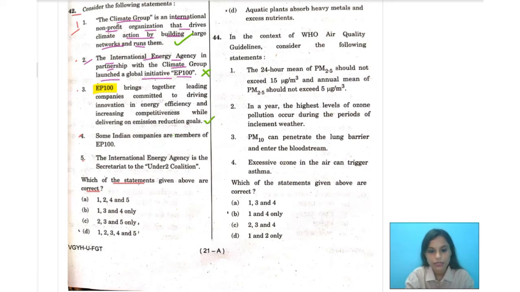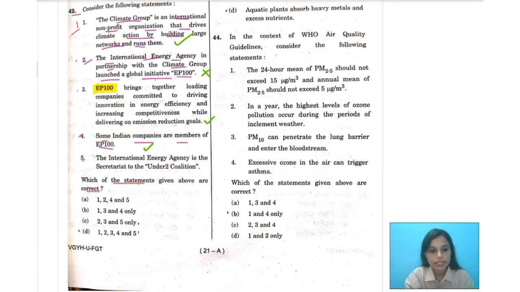Now moving over to statement number 4. Statement number 4 says some Indian companies are members of EP100. You have heard the name Mahindra and Mahindra a lot many times, it became the first Indian company to join the EP100 initiative. So we can consider statement number 4 to be the correct one. Let's move over to the next statement.